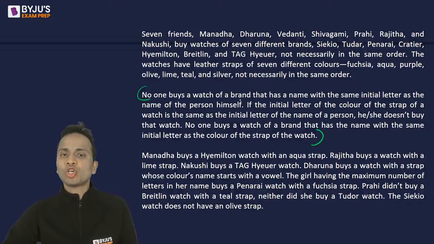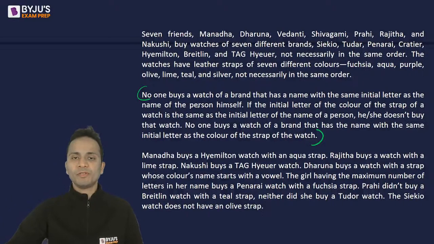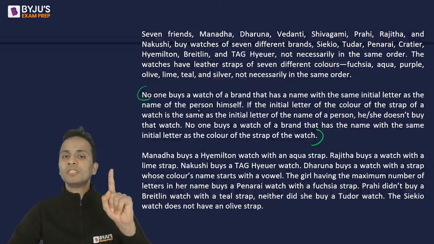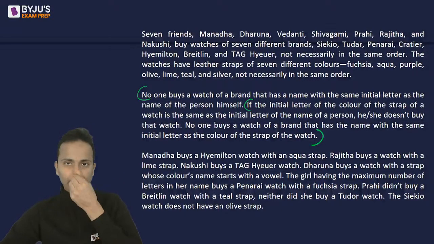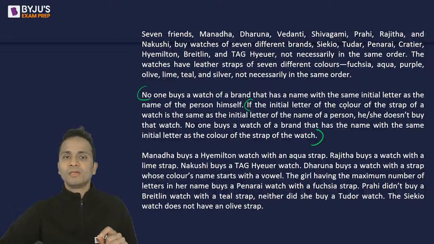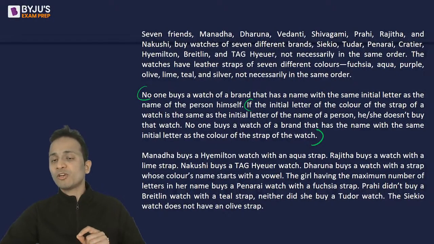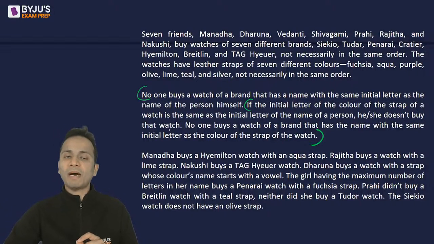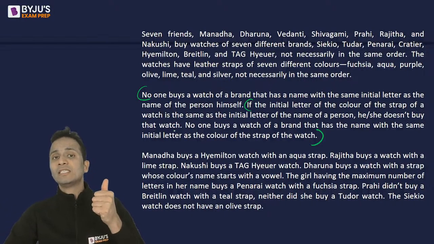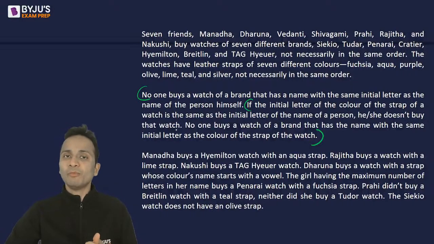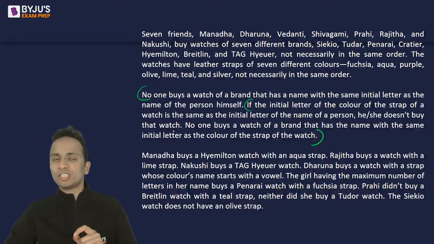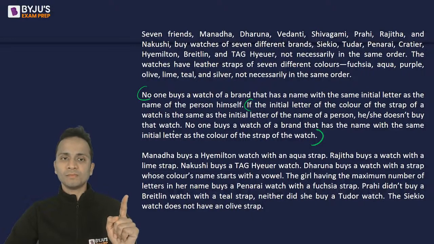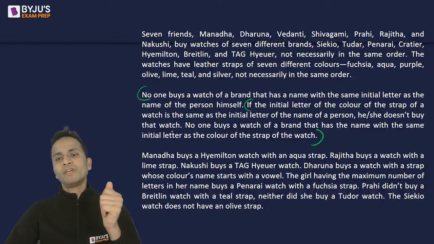No one buys a watch of a brand that has a name with the same initial letter as the name of the person himself. So, name of the person and name of the brand will start with different alphabets. Second thing, if the initial letter of the color of the watch is the same as the initial letter of the name of the person, he or she will not buy that watch. So the first letter of the name of the person as well as the color of the strap will also not match. So name will be different from brand and name will be different from the color.